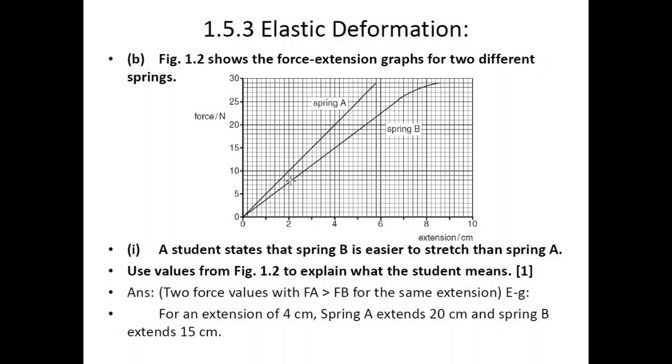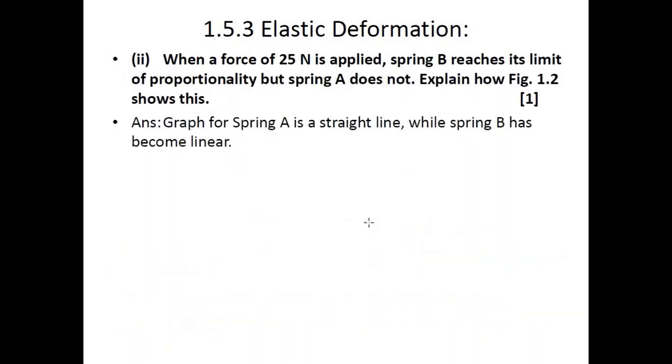We have taken 2 points and we have just discussed that for a force of 10 Newton, spring A is stretching 2 centimeters, whereas spring B is stretching almost 2.5 or 2.75 centimeters. For a force of 20 Newton, spring A is stretching 4 centimeters, whereas spring B is stretching more than 5 centimeters. So spring B is easier to stretch.